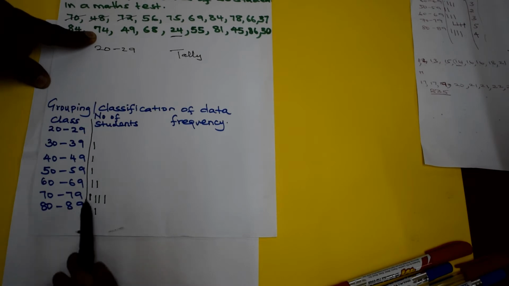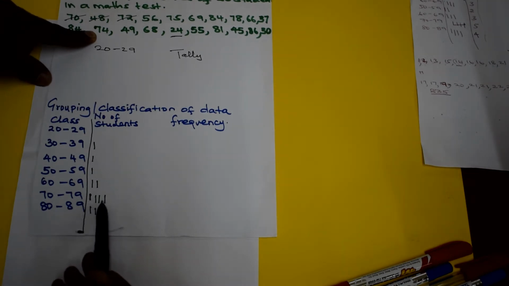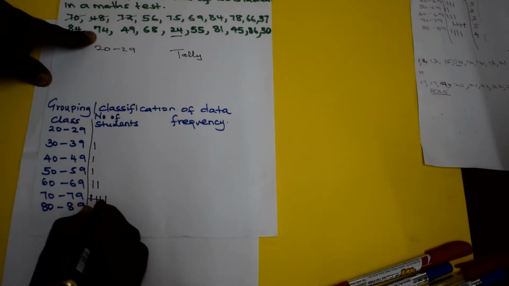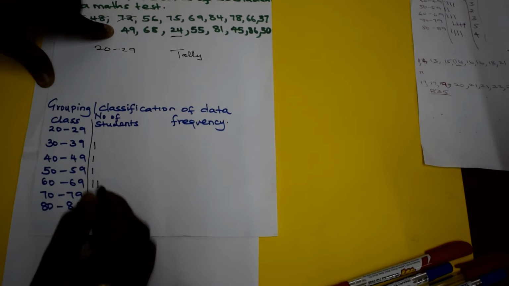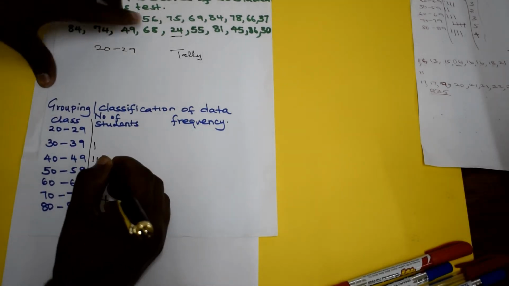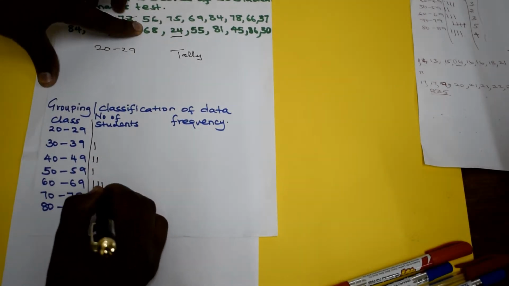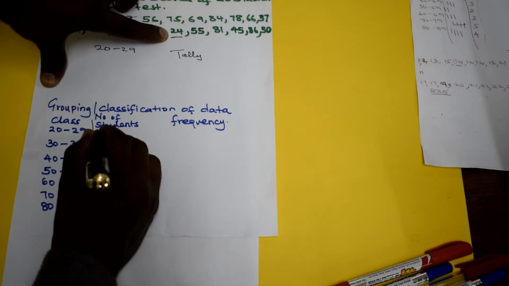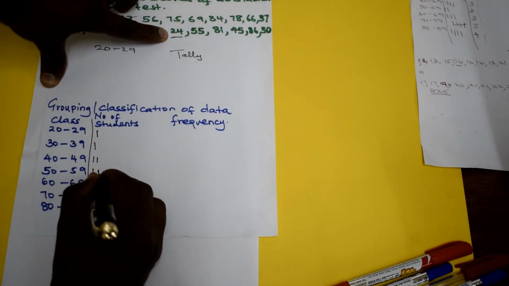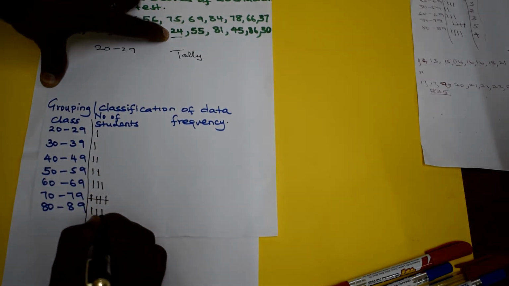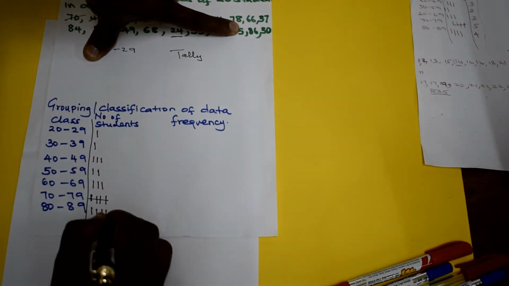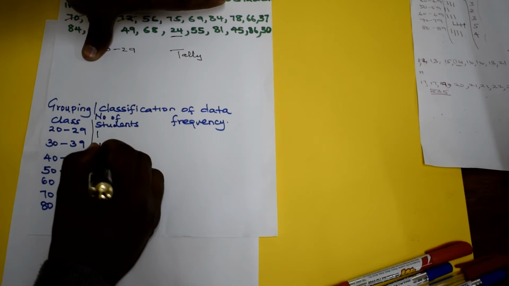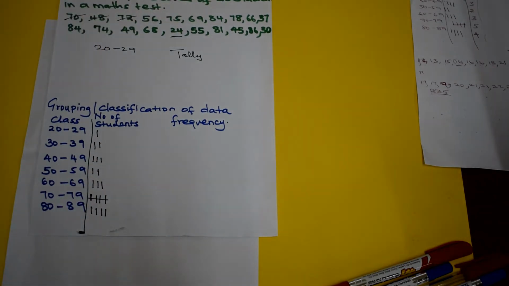So when we reach the fifth number, 1, 2, 3, 4, the fifth one, we cross it to show that that's a set of 5. Then we have 49, we have 68, we have 24, we have 55, we have 81, followed by 45, 86, and then finally we have 30.